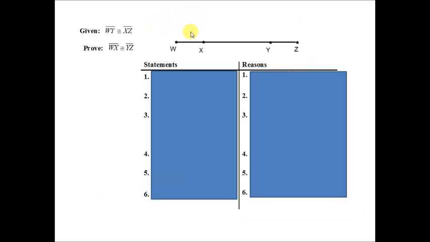Okay, last example. Now this one's kind of like the one we saw just a second ago with the angles, only it's with segments this time. Let's take a look at our given. We're given that the segment WY is congruent to the segment XZ. So let's find that in our picture. We're saying W all the way over to Y. That is congruent to the segment from X all the way over to Z. So from here to here. Those are congruent segments. Our job here is to prove that the segment WX is congruent to the segment YZ.